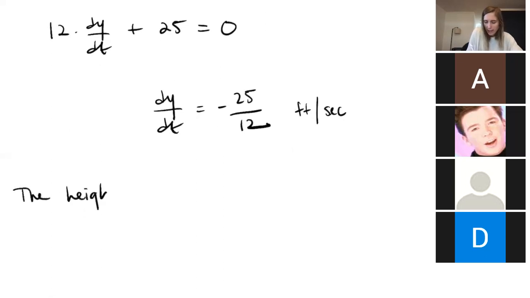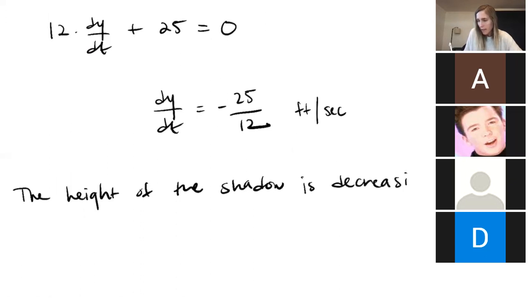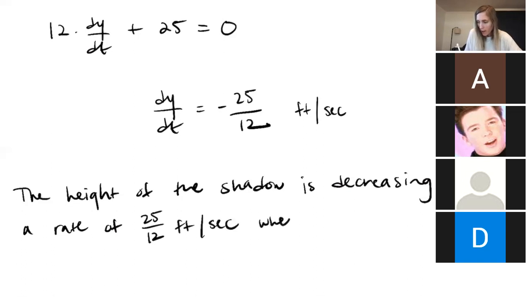So to summarize, we can say the height of the shadow is decreasing at a rate of 25 twelfths feet per second when the person is 8 feet from the wall.